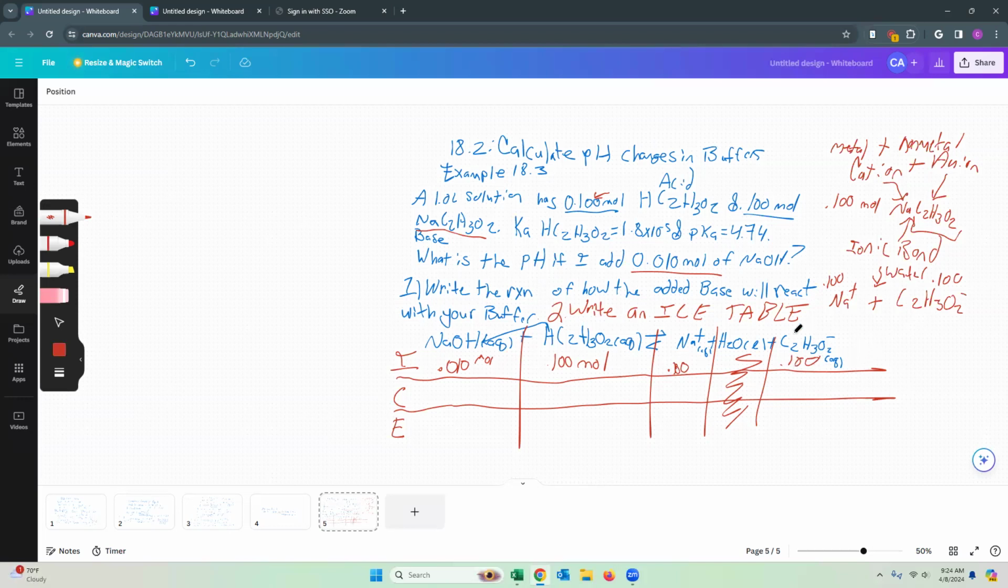All right, so that's our initial. Now we have to do the change. Here we have a base interacting with an acid.